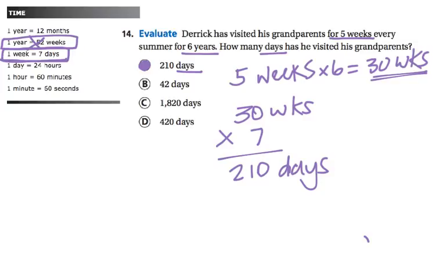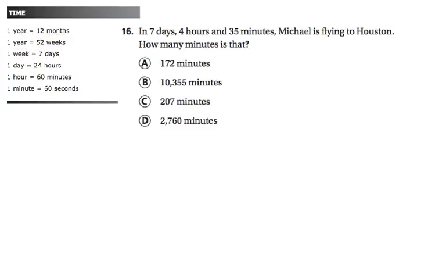We just have a few more problems to look at, so let's look at the next one. In 7 days, 4 hours, and 35 minutes, Michael is flying to Houston. How many minutes is that?